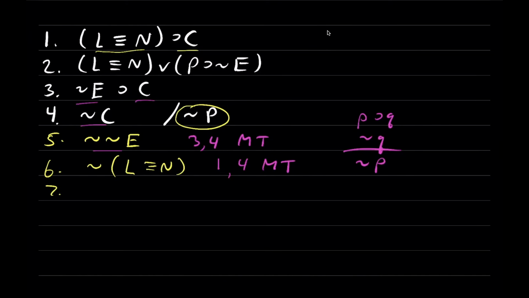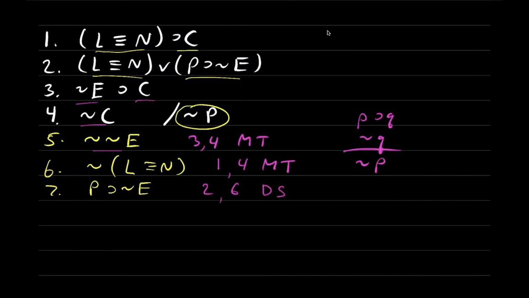Well, line 2 tells us that either L is equivalent to N or P implies not E. But in line 6, we learned that the expression in parentheses, L is equivalent to N, is actually false. We have the negation of L is equivalent to N in line 6. So from that, we know that this other expression in parentheses on the right side of that disjunction has to be true. So P implies not E. And that's going to follow from line 2 and line 6 by disjunctive syllogism.